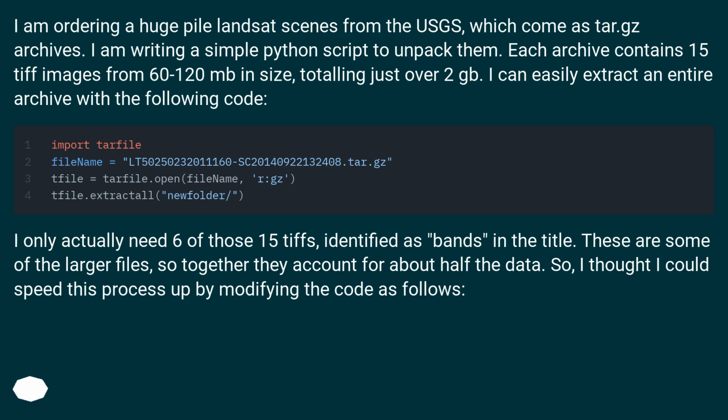I can easily extract an entire archive with the following code. I only actually need 6 of those 15 TIFFs, identified as bands in the title. These are some of the larger files, so together they account for about half the data. So, I thought I could speed this process up by modifying the code as follows.